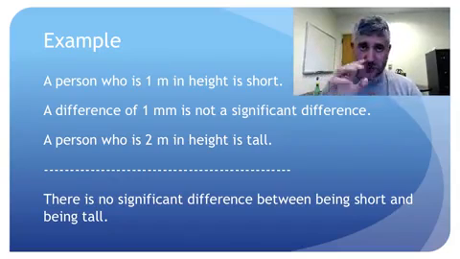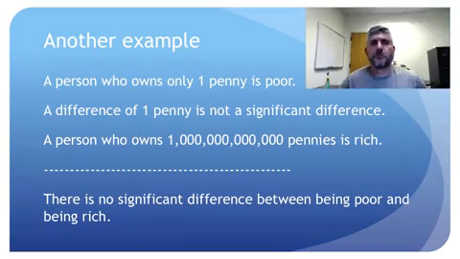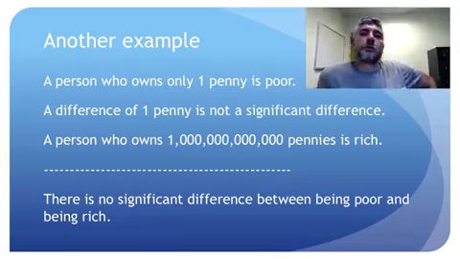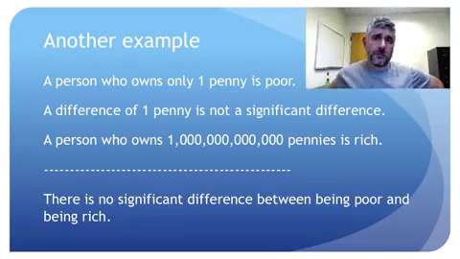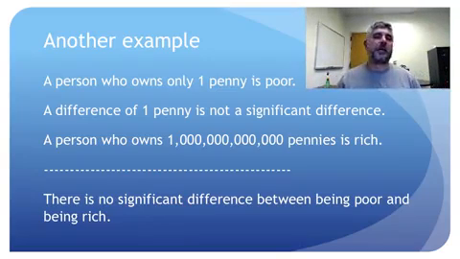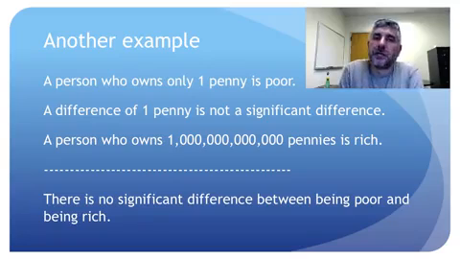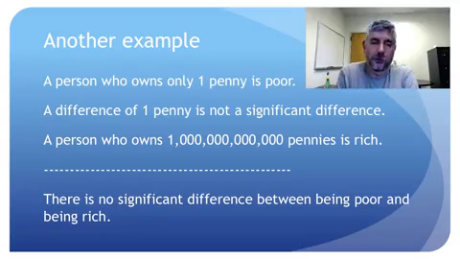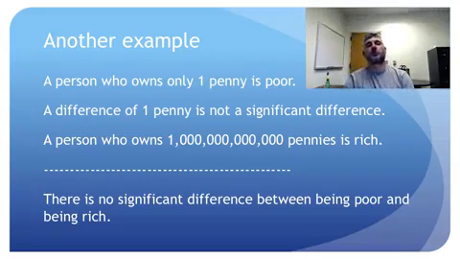Consider another example to illustrate the same point. A person who owns only 1 penny is poor. A difference of 1 penny is not a significant difference in human wealth, right? You don't become significantly wealthier or less wealthy by gaining or losing a penny. And a person who owns a gazillion pennies is not poor, they're rich. Well, from those 3 premises, this argument concludes, there's no significant difference between being poor and being rich.